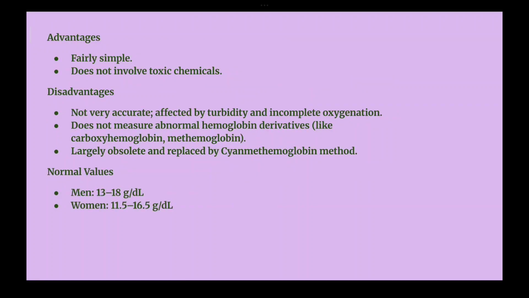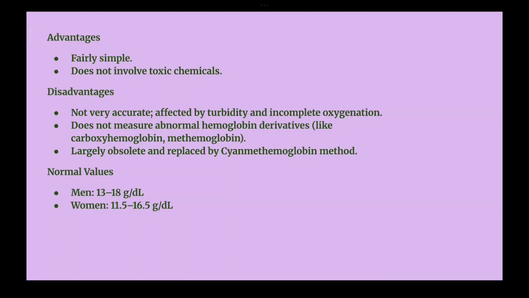Now, the advantage is that it is fairly simple and does not involve any toxic chemicals. The disadvantage is that it is not very accurate and is affected by turbidity and incomplete oxygenation. The blood can form lumps, or proper oxygen is not delivered to the hemoglobin, and it does not measure abnormal hemoglobin derivatives like carboxyhemoglobin and methemoglobin, because carbon monoxide is attached to the hemoglobin, or a methane group is attached to hemoglobin.